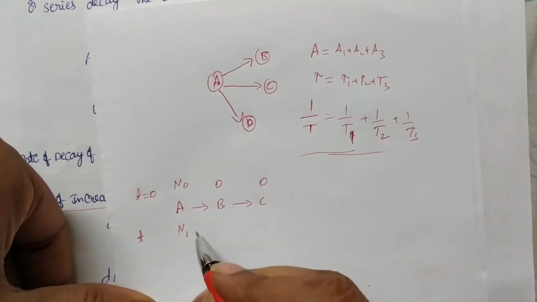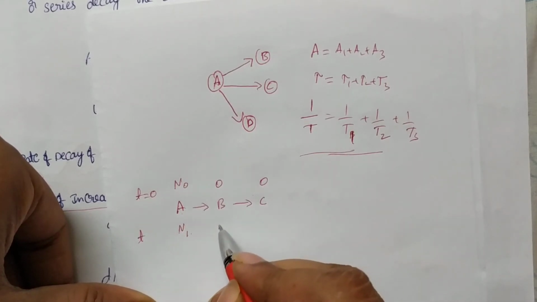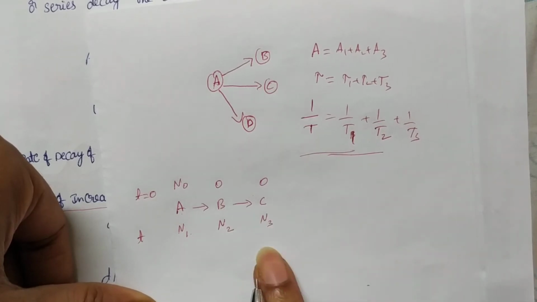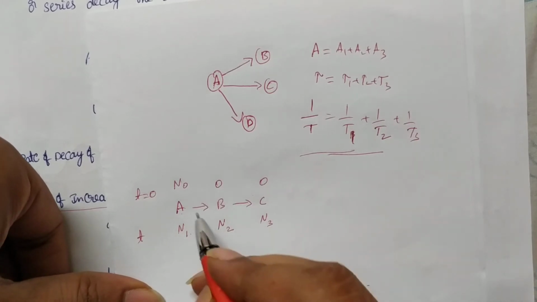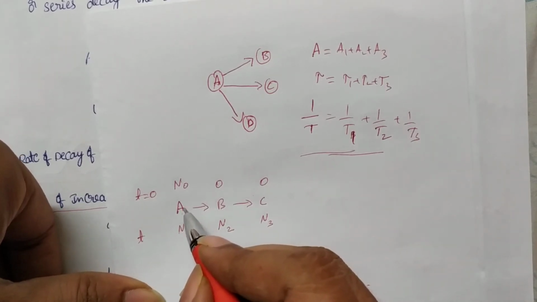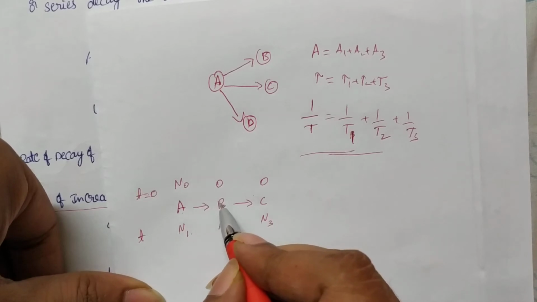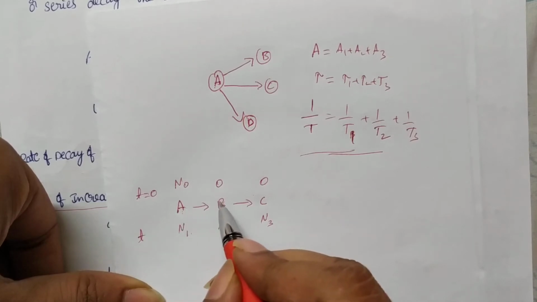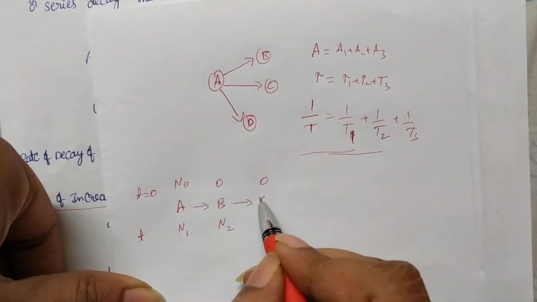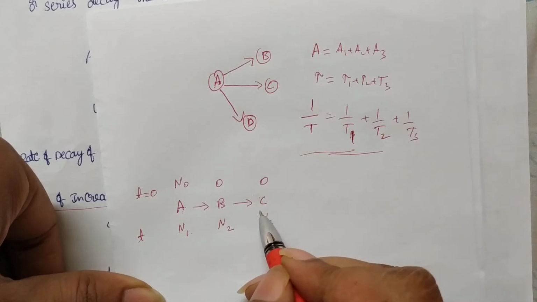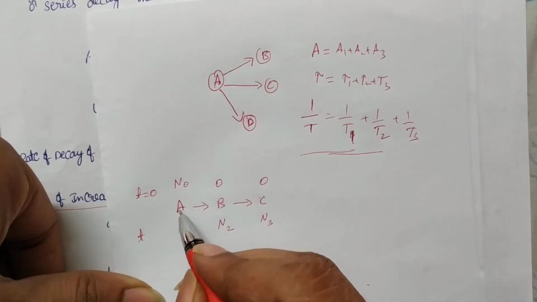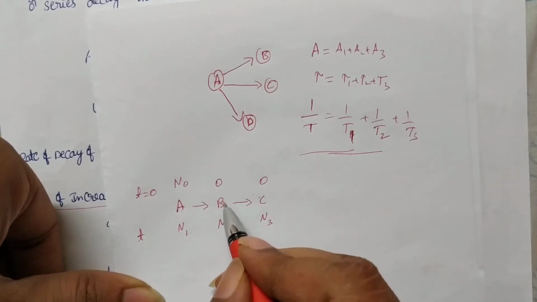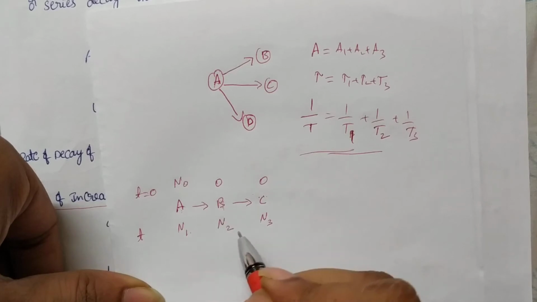After some time A becomes N1, and the number of nuclei of B increases, and the number of nuclei of C also increases. Why does the number of nuclei of C increase? You see, this is a simultaneous process. Nuclei from A to B are converted, and simultaneously B is converted into C. So A is the parent, B is the daughter, and C is the subdaughter nucleus. That means conversion from A to B increases the number of B nuclei, and conversion from B to C decreases the number of B nuclei.